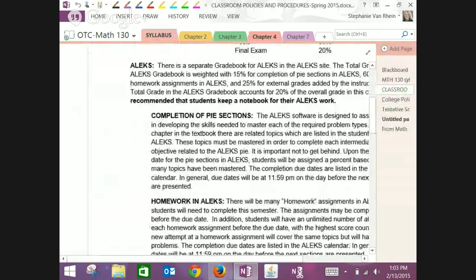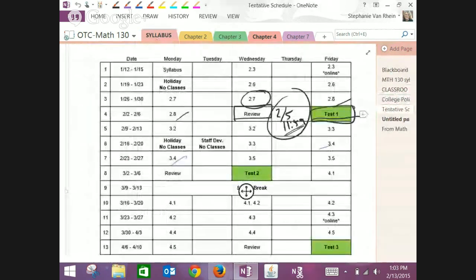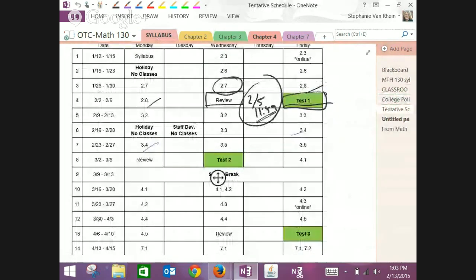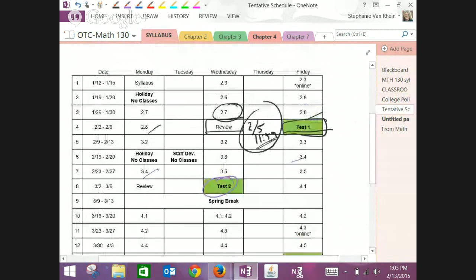That's a good question. So if you go to the schedule, it is going to be March 4th. And it's going to be the week before spring break. So it'll be the Wednesday before spring break. So hopefully I have it graded and give it back to you by that Friday. And then you can start 4-1 before you go on spring break.